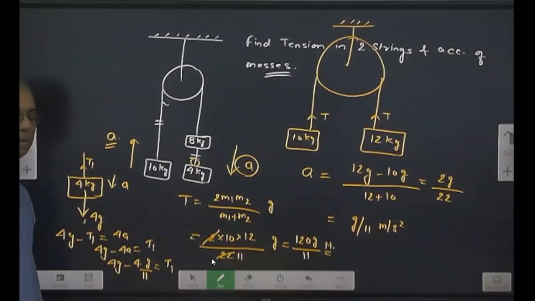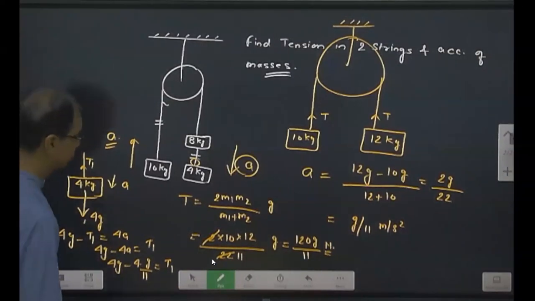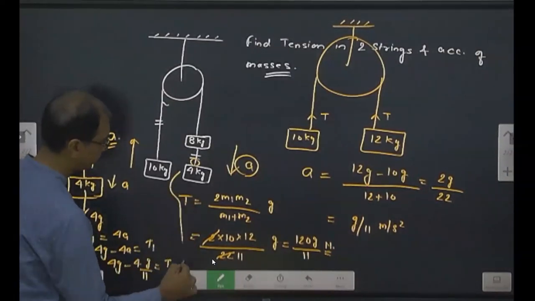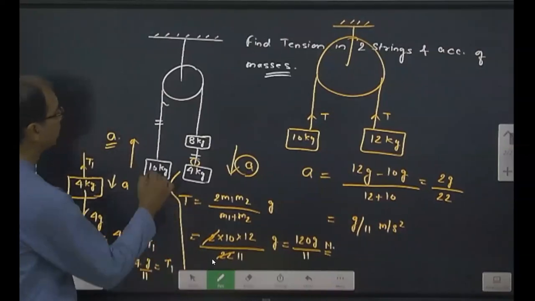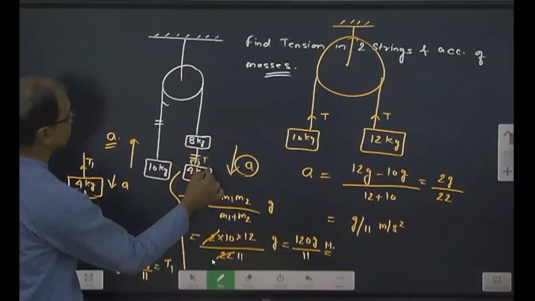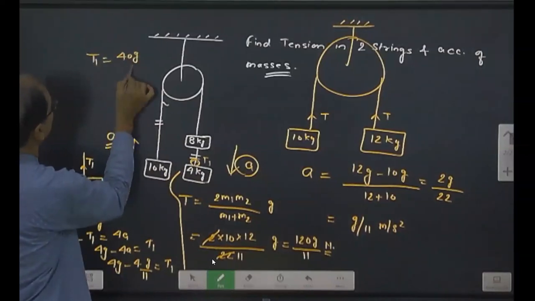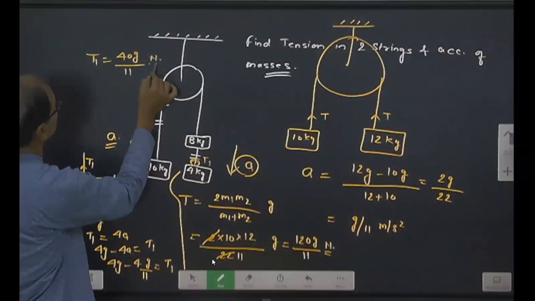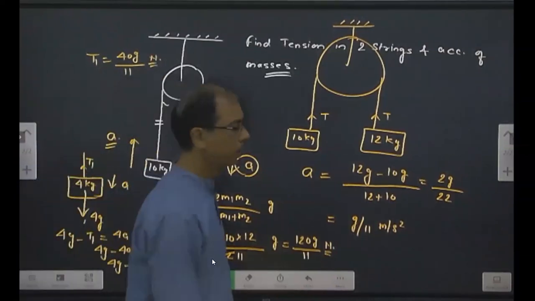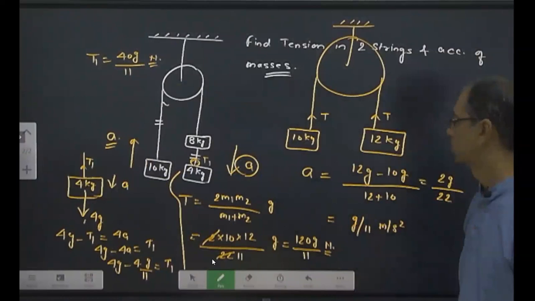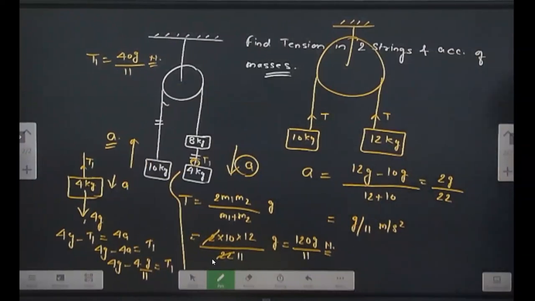So tension will come 40g by 11. Okay, you calculate that. T1 will come 40g by 11. Here is tension T1. T1 is 40g by 11 Newton. Is that clear? If any doubt is there, ask. No doubt, sir. Okay, note then.